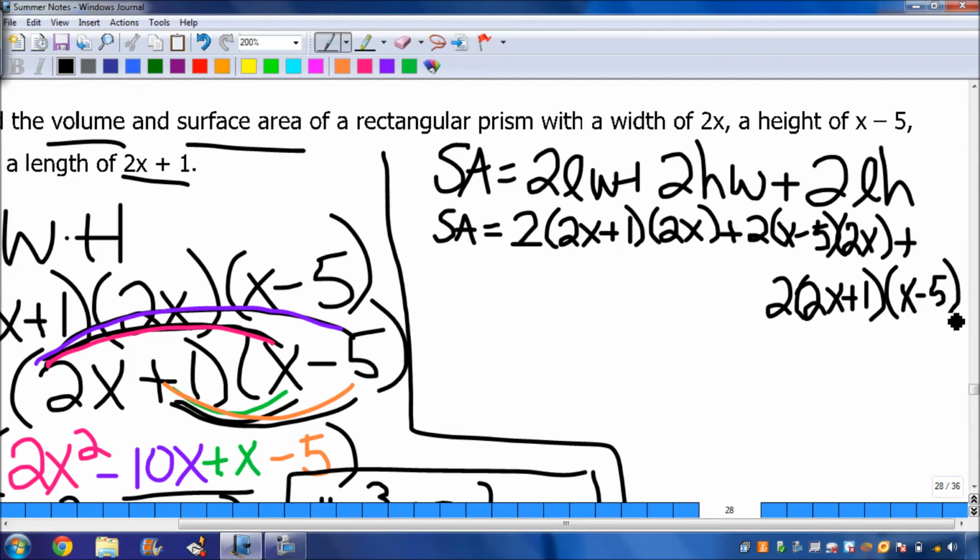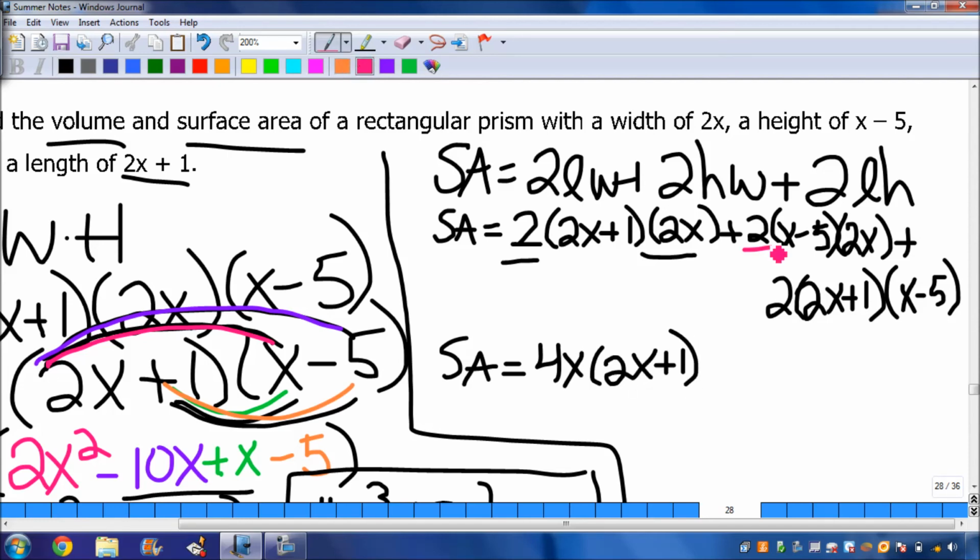Okay, so then I end up getting surface area equals, this 2 and this 2x can be multiplied together, so I end up getting 4x times 2x plus 1. Alright, and then the same thing goes for this 2 and this 2x. Those can get multiplied together, so I get 4x times x minus 5.